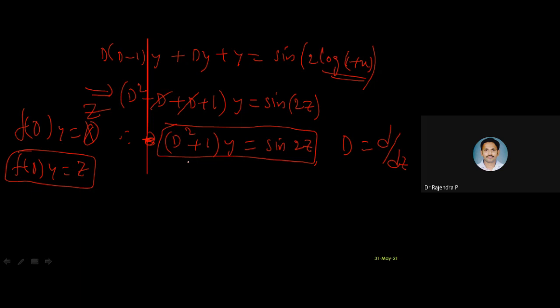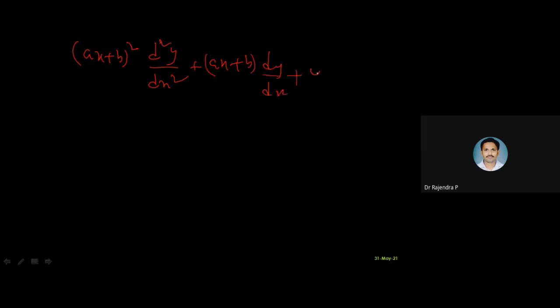Very simple, I can tell you. Let me take only two terms here instead of taking many. I have something like (ax plus b) whole square into d square y by dx square plus (ax plus b) into dy by dx plus some constant c into y, which is equal to some function of x. This is what we have.